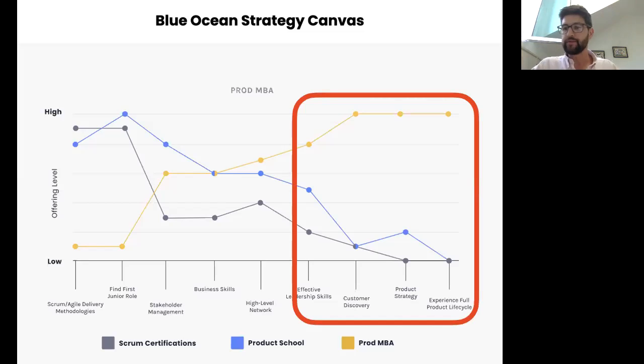If you look at the middle, there are some things where there's crossover, so building a network, business skills. That's great on programs like Product School. We believe we're good at it as well. Where we want to use the blue ocean, and this is a really important point when we put this into practice, is where we obsess over this area on the right where there's a lot of space. Things like effective leadership skills, customer delivery in theory and actually in practice, product strategy, actually experiencing the full product lifecycle and taking something from 0 to 1.